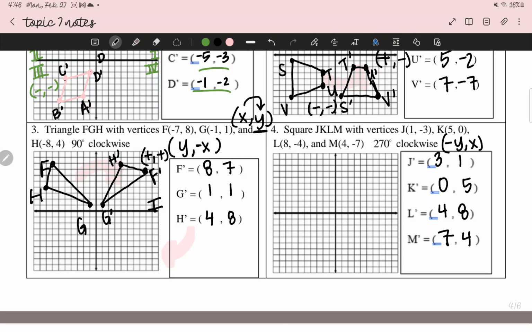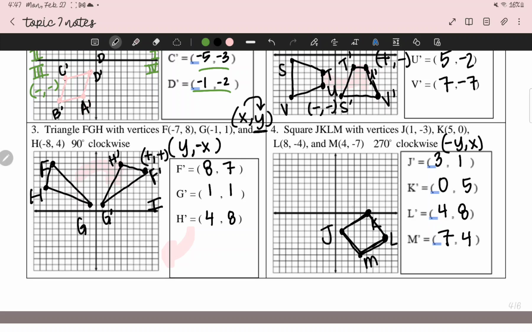All right, so I had this square, so it started with 1, negative 3 at J, 5, 0 for K, 8, negative 4 for L, and 4, negative 7 for M. Why does it look all weird? It's too far over. Okay, got it. It's my M. There we go. It's really hard to see these little bitty squares, but here we go. There's our square. All right, that's our original square.